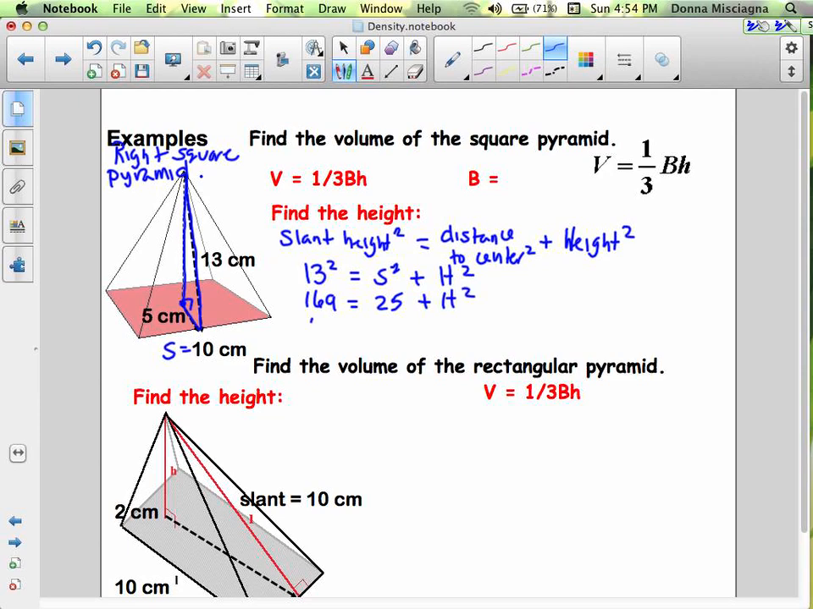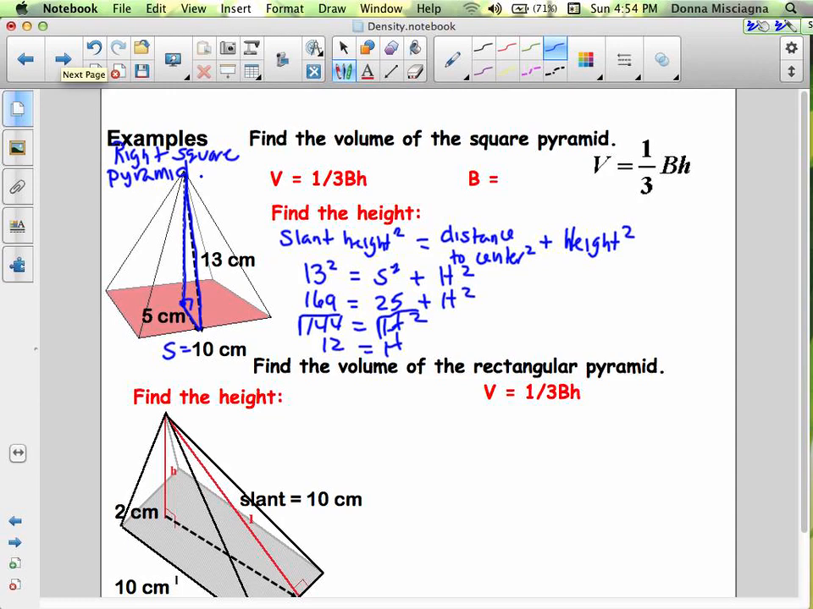Subtract 25 from both sides. 144 is the height squared. We want the height. Just take the positive square root. I mean, there's two answers, but we only want positive because it's a distance. So the height is 12. Right? So the area of the base, nice and easy.